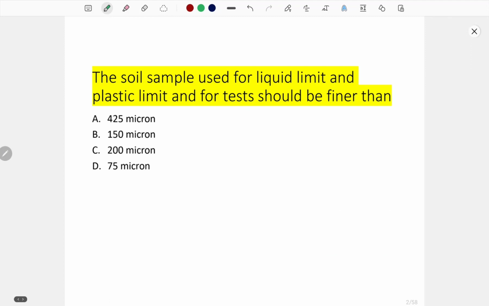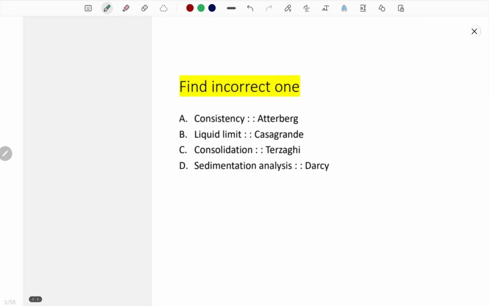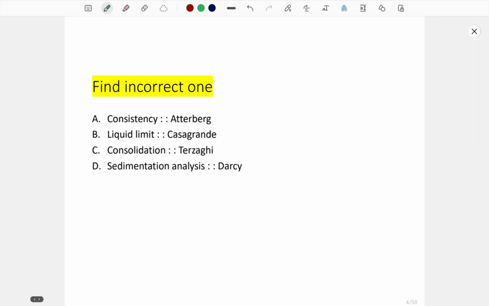So the first question: the soil sample used for the liquid limit and the plastic limit test should be finer than what? Basically we need to identify the soil sample which we are going to use for the different kinds of index properties. So basically it might be 425 micron.